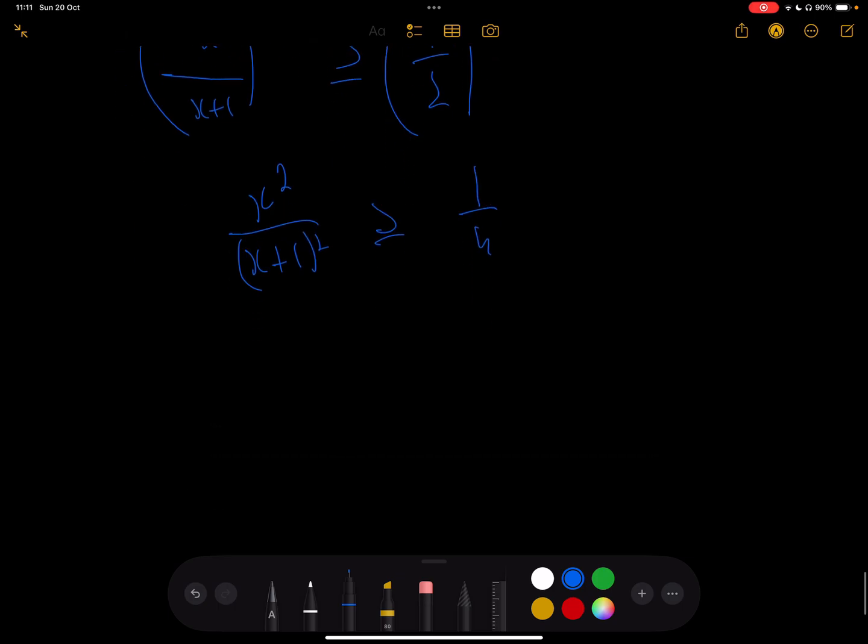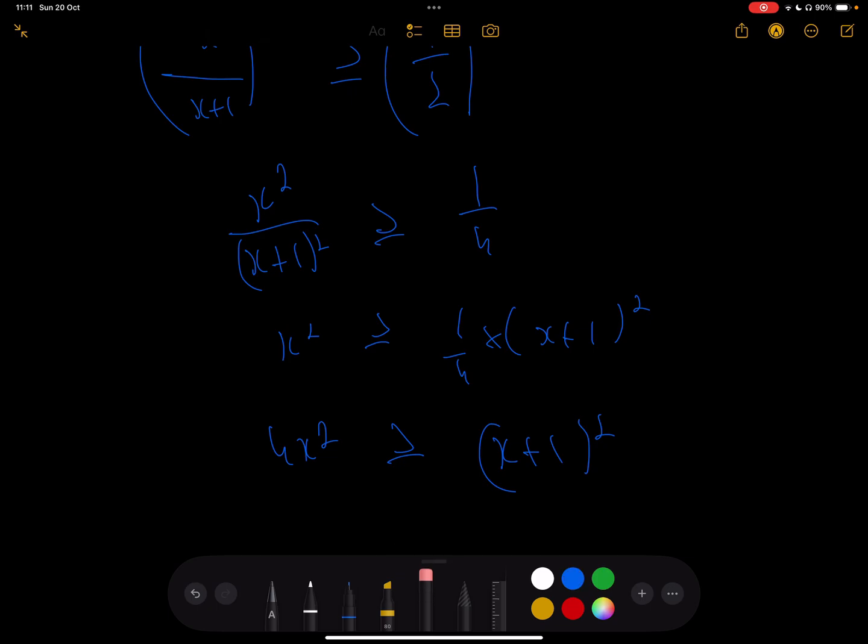Now you just solve for x. We get x squared is greater than or equal to a quarter multiplied by x plus 1 squared. To eliminate this quarter, we just divide both sides by a quarter, because we're multiplying by that. Divided by a quarter is the same as multiplying by 4, so we get 4x squared greater than or equal to x plus 1 squared.